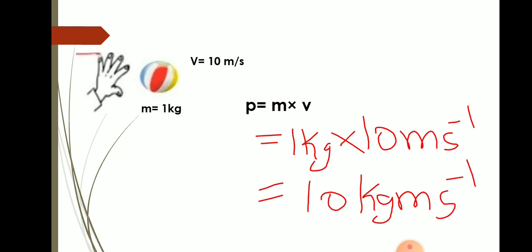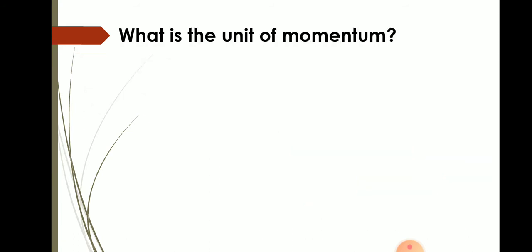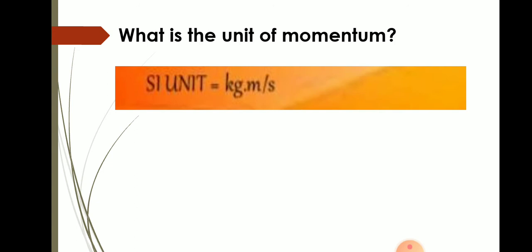So what is the magnitude here? 10. Yes, and kg meter per second is the unit. Momentum has both magnitude as well as direction, so momentum is a vector quantity. Here you can see kg meter per second. What is this? It is the unit. So what is the unit of momentum? The SI unit of momentum is kg meter per second.